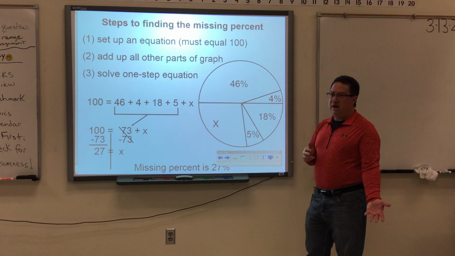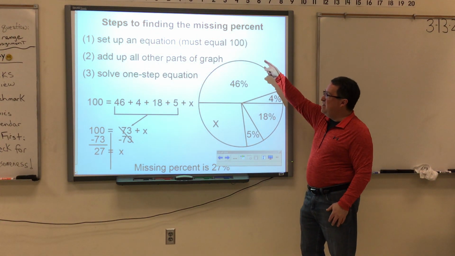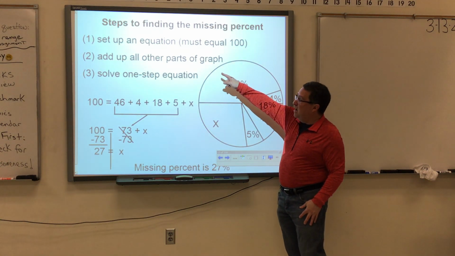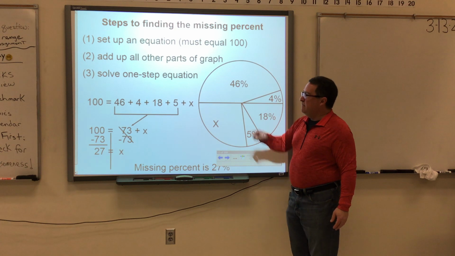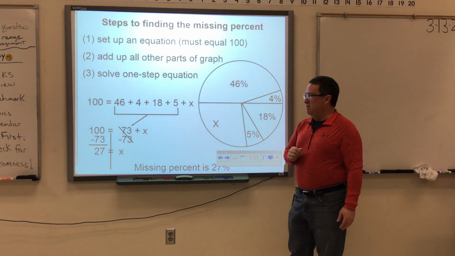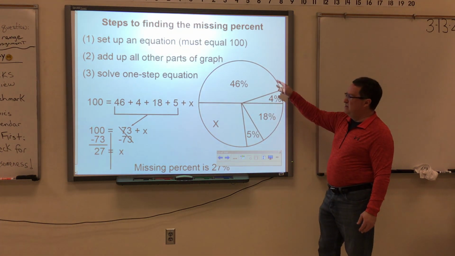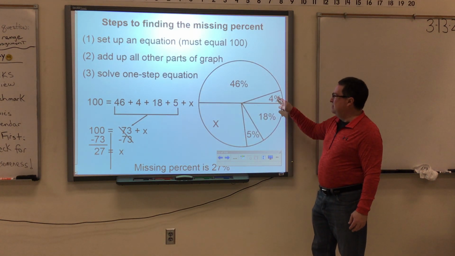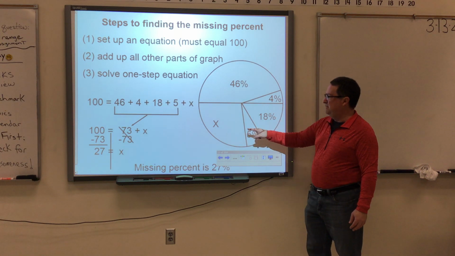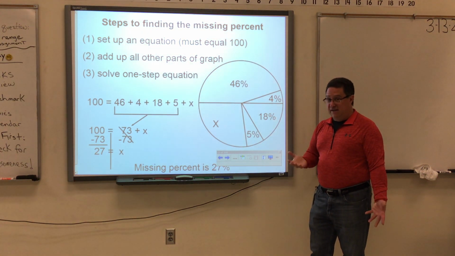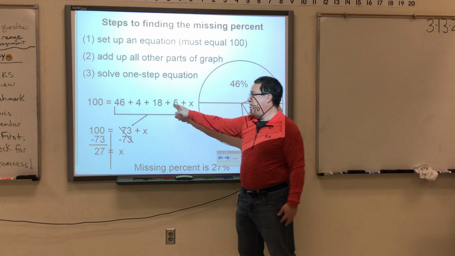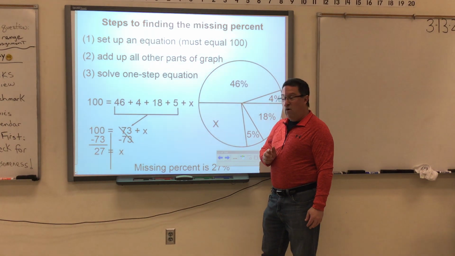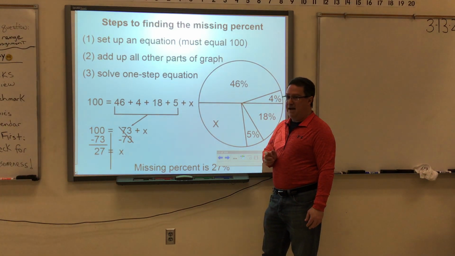First, set up an equation. That equation has to equal 100 because a full circle equals 100. Add up all other parts of the graph. Solve a one-step equation. For instance, here are some percentages, and you can see the numbers here. 100 equals 46 plus 4 plus 18 plus 5 plus x. You guys all remember how we do this, right? We're going to take all of these numbers and add them together to equal 73. So 100 equals 73 plus x.